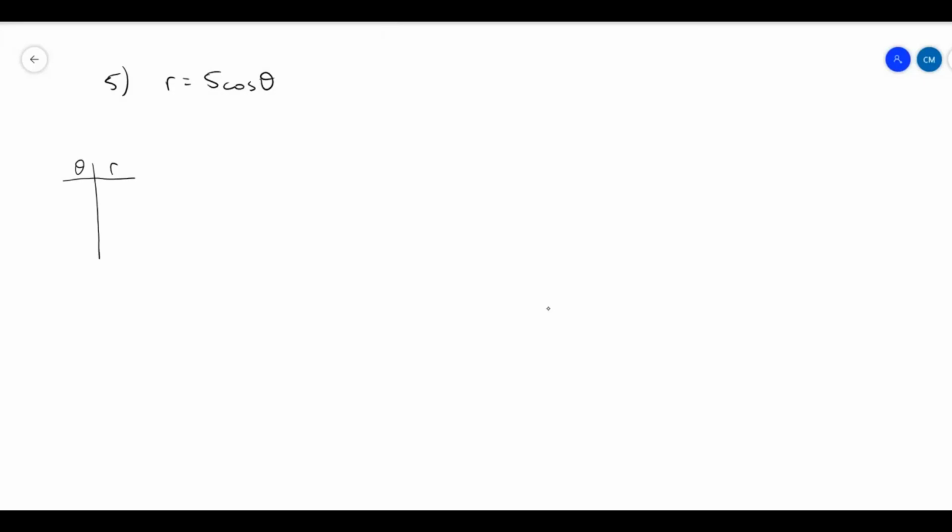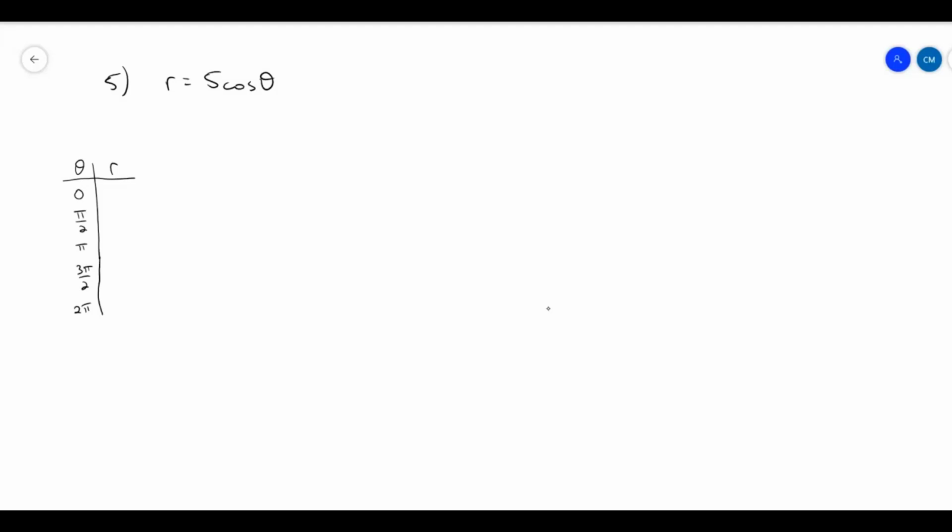So what are good values of theta to choose here? Well, probably all the ones that we use on the unit circle, the quadrantal ones: 0, pi over 2, pi, 3 pi over 2, and maybe 2 pi. And if you wanted to, you could also fill in some other ones, like pi over 4, 3 pi over 4, stuff like that.